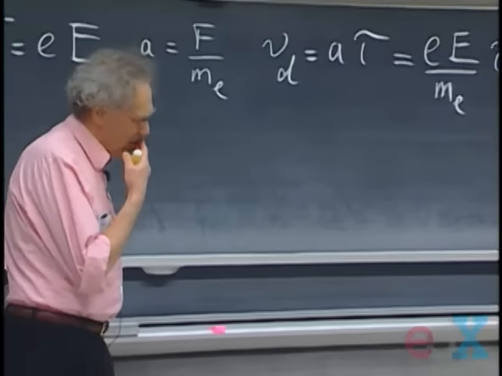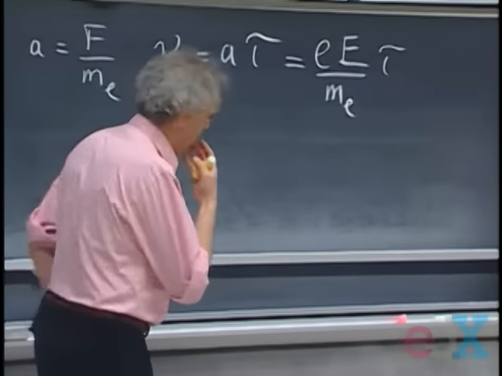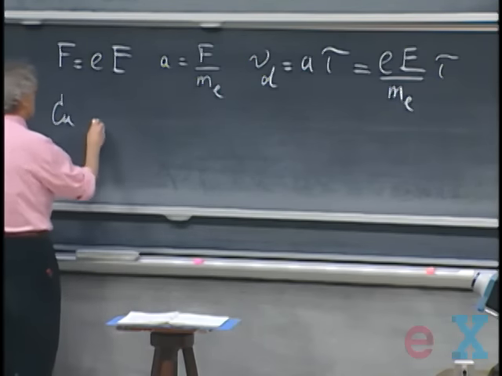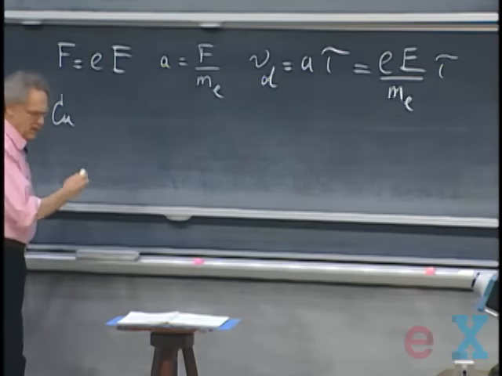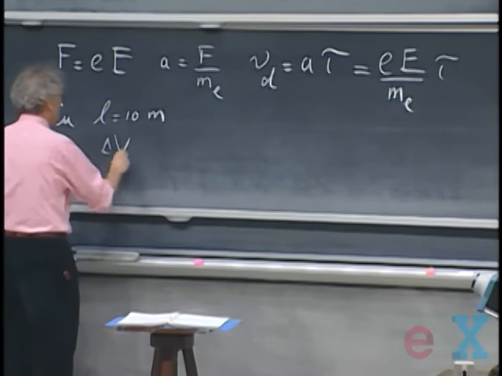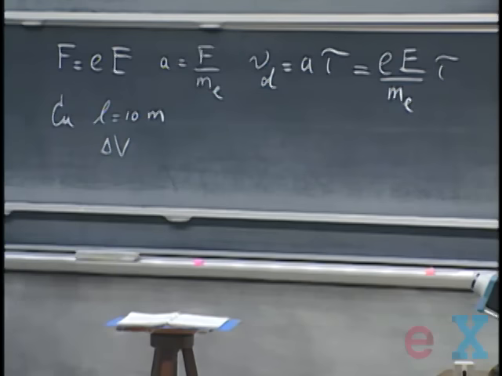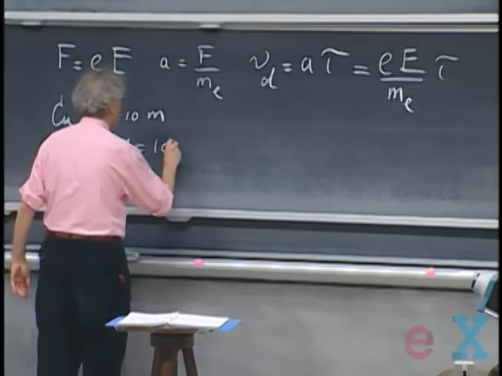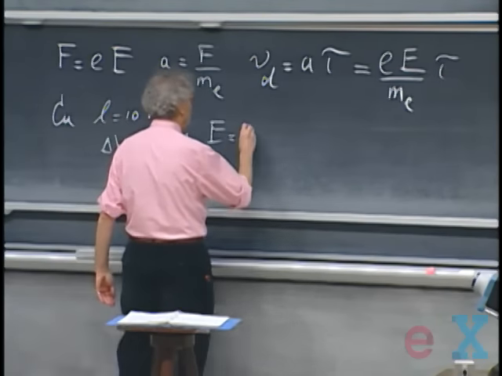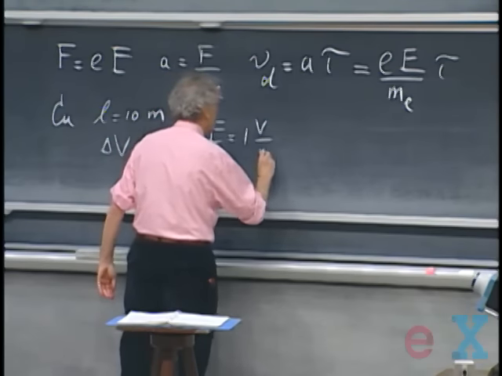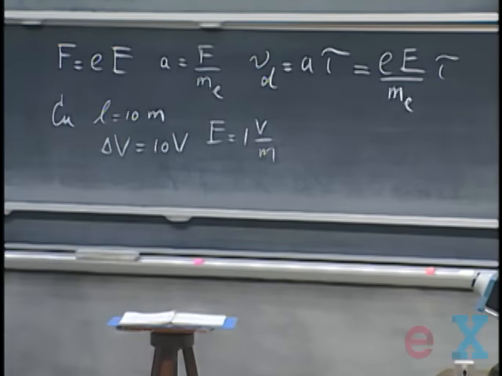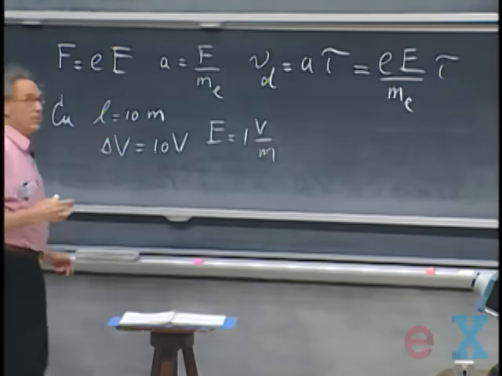If we take a specific case, and I take, for instance, copper, and I apply over a wire, let's say the wire has a length of 10 meters, I apply a potential difference, I call delta V, but I could have said just V. I apply there a potential difference of 10 volts, then the electric field inside the conductor now is about 1 volt per meter. And so I can calculate now for that specific case what the drift velocity would be.